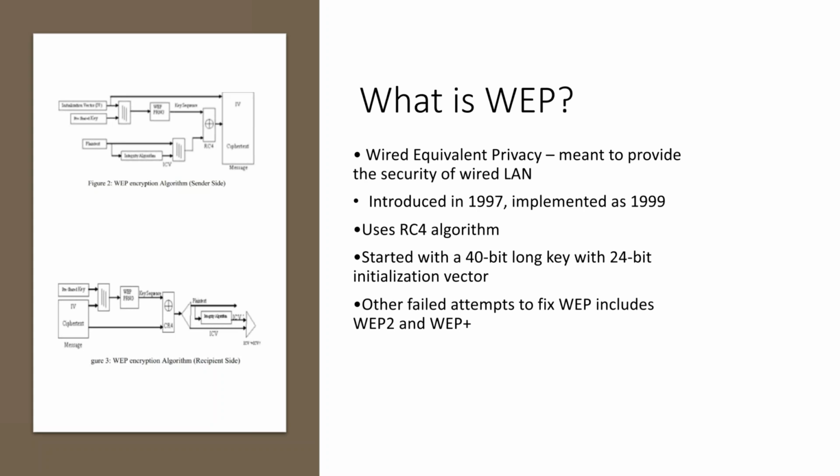It's a 40-bit long key with a 24-bit initialization vector, and eventually transitioned over to a 128-bit and then a 256-bit, but the standard is the 128-bit. There were a few failed versions of WEP trying to implement it and keep it alive: WEP 2 and WEP Plus, which WEP Plus was then followed by the beginning of WPA.